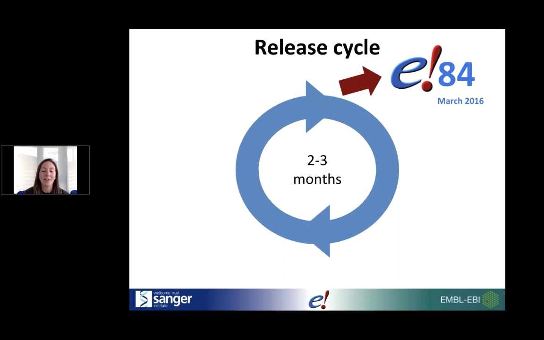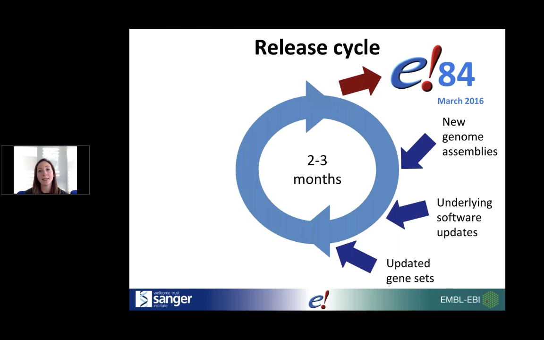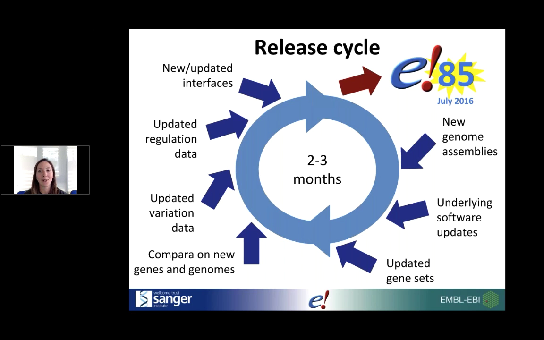So that was my very brief introduction. Now we're going to move on to the release cycle. So in March 2016, we released Ensembl 84, and we took a bit longer this time, but generally our release cycle is 2 to 3 months. And what happens in that release cycle, as you'll see appearing on the circle, is we import new data and do lots of different things.